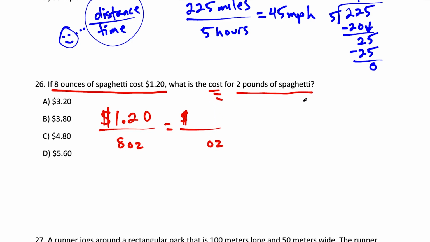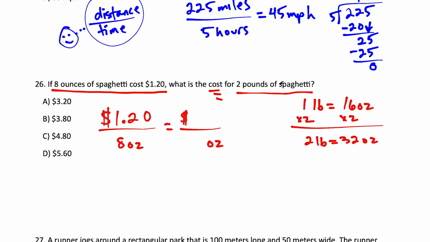So 2 pounds we could find in ounces by starting with 1 pound equals 16 ounces. And then from here, we could just multiply both sides by 2. And this tells us that 2 pounds is equal to 32 ounces. And then from here, if we're looking for the cost of 2 pounds, that's the same thing as finding the cost of 32 ounces. And then to get from 8 to 32, we just do times 4. So then to find the missing value in the numerator, just do times 4. And if we do $1.20 times 4, that's going to give us $4.80.